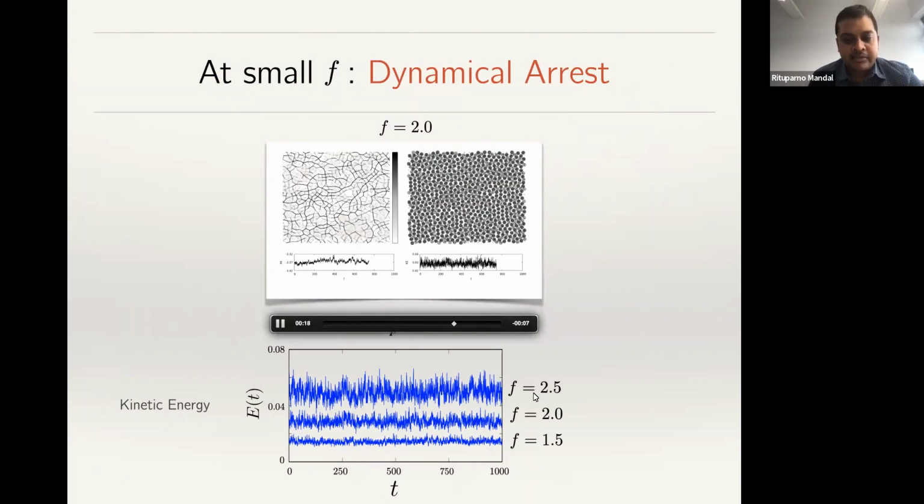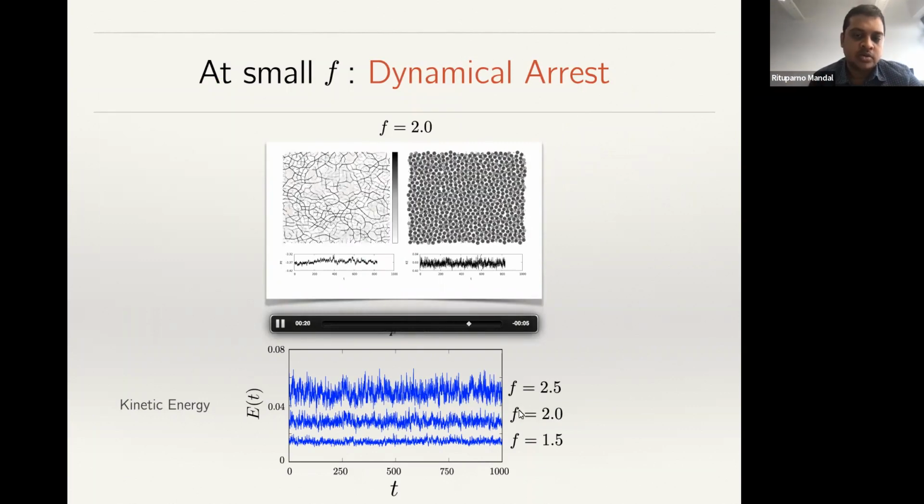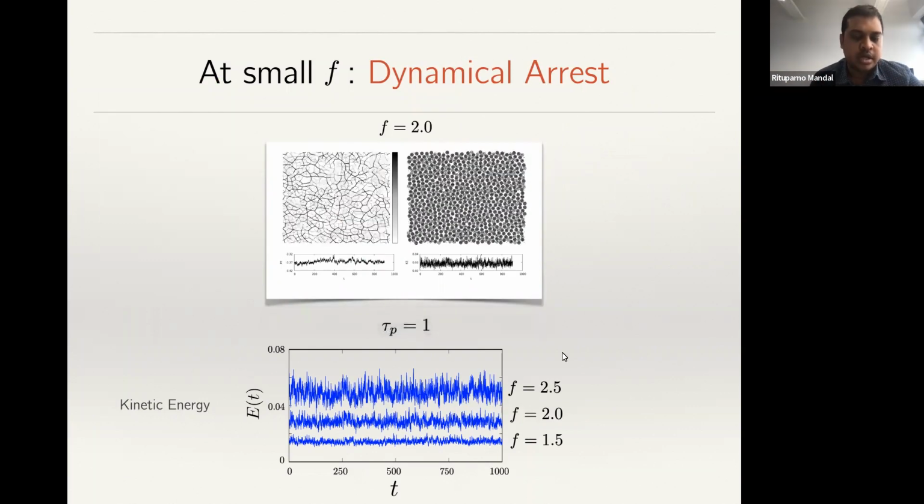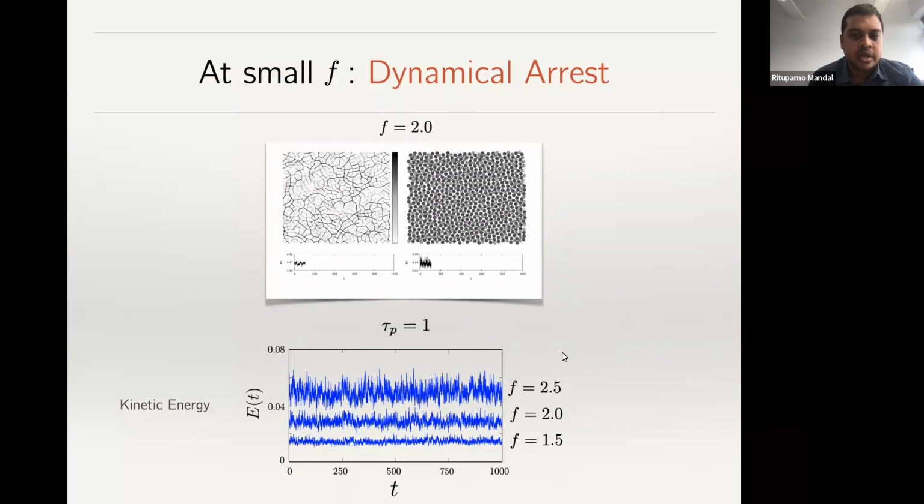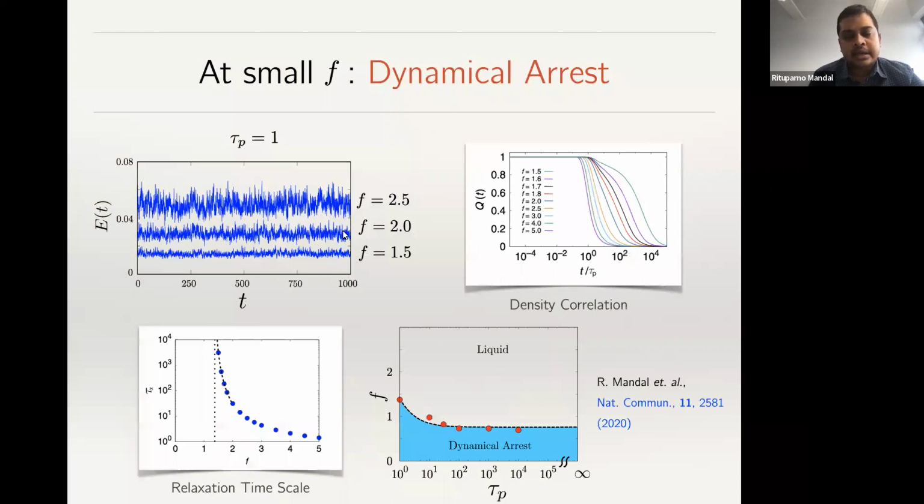Now, as you decrease F, that is the active forcing magnitude, you see that the kinetic energy goes down, right? Because you are driving the system less and less. And as the kinetic energy goes down, you can also look at the density autocorrelation function that I showed you before, which measures how fast or slow the system can relax. And you see that at larger F, it relaxes faster. As I'm decreasing F, the relaxation becomes slower and slower, right?